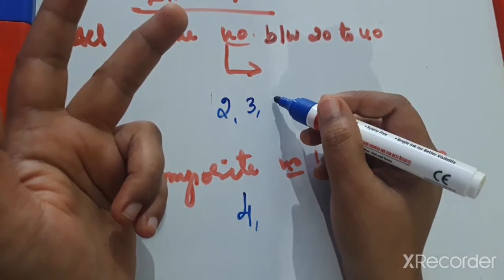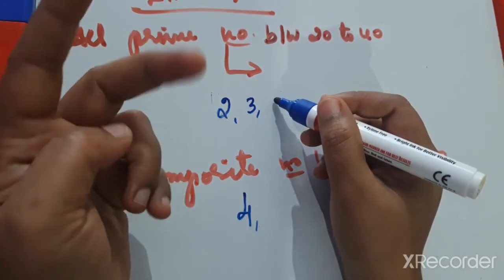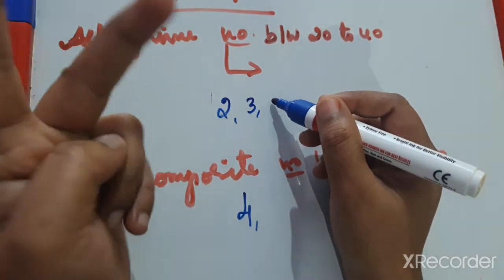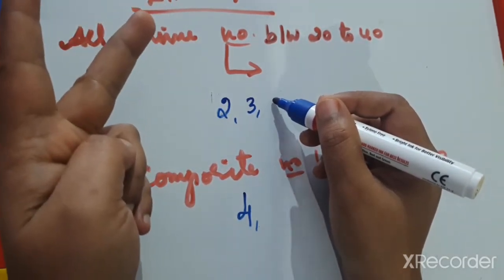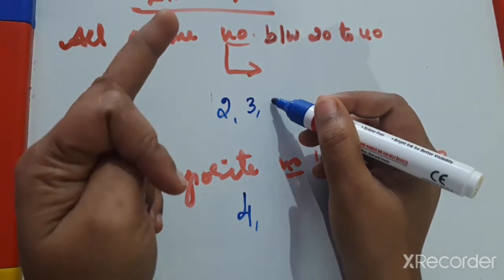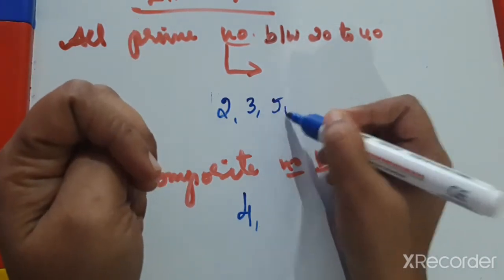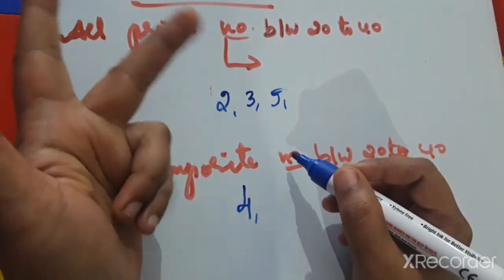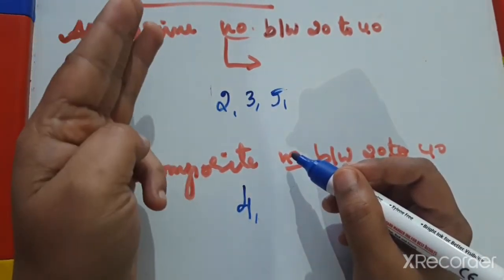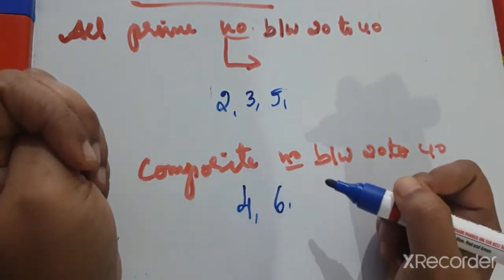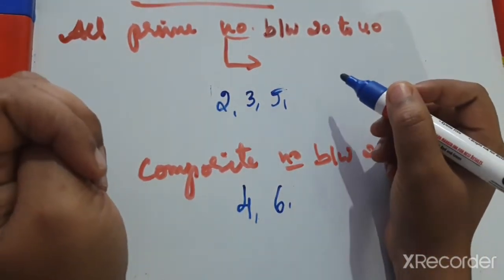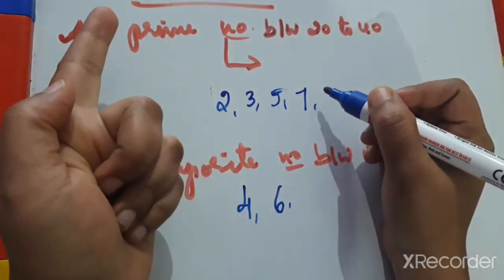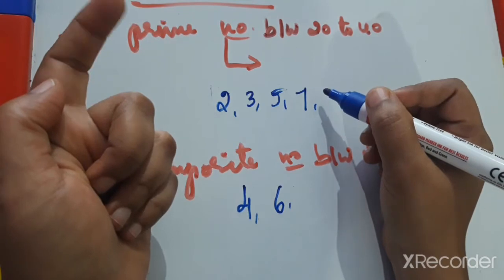Is 5 a prime number? Yes, because 1 five is 5 and 5 ones are 5. 1 is a common factor and the number itself. Is 6 a prime number? No, because 6 ones are 6, 1 six is 6, 3 twos are 6, 2 threes are 6, more than two factors, so 6 is a composite number. 7 is a prime number, yes, because 1 seven is 7 and 7 ones are 7, only two factors, so it is a prime number.